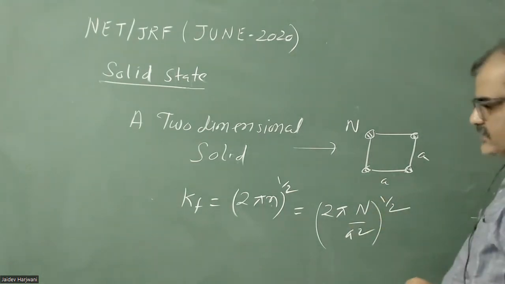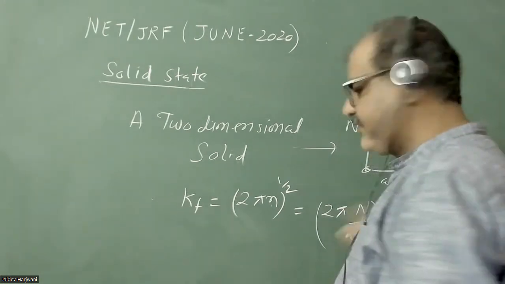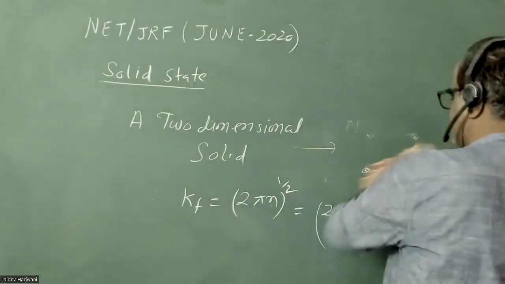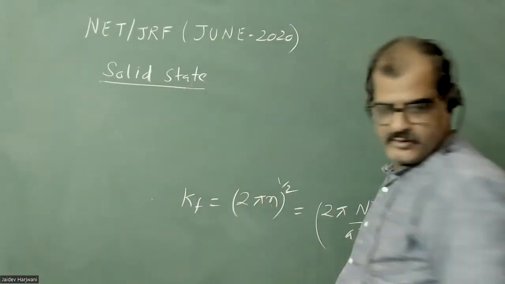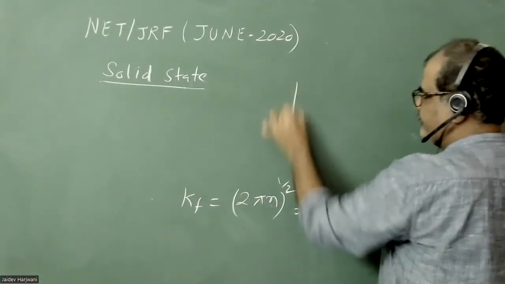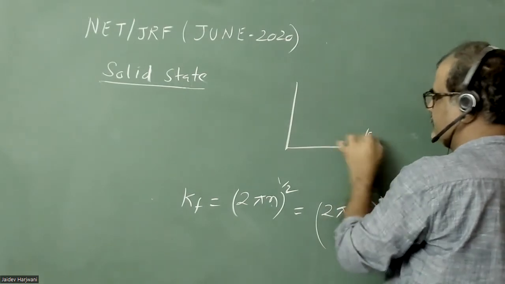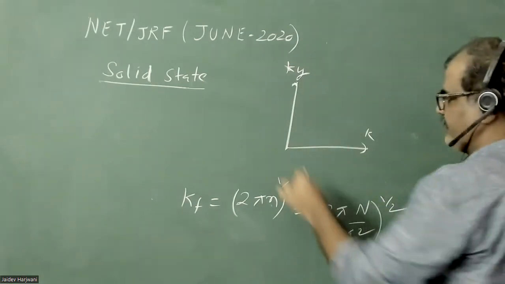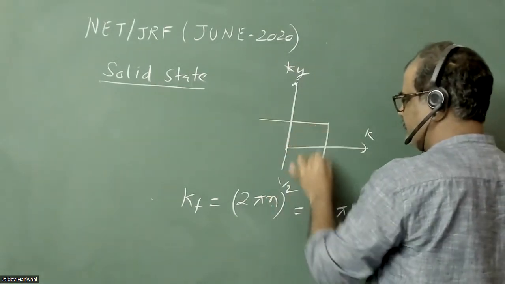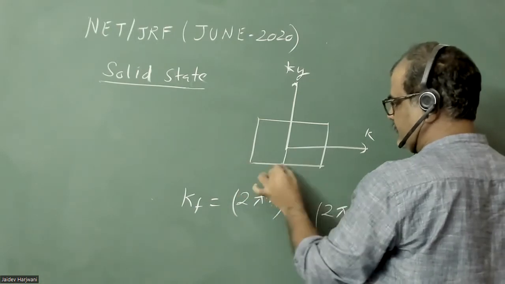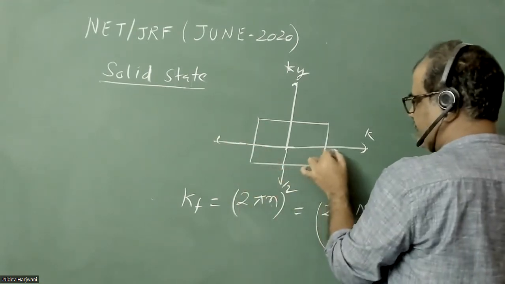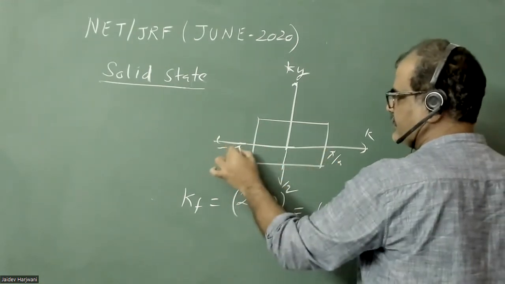Now he asks what should be the minimum value of n so that it covers the first Brillouin zone. So now let us draw the first Brillouin zone. If I draw the first Brillouin zone, this will be kx, ky, and this is my first Brillouin zone, which will go from pi by a to minus pi by a.